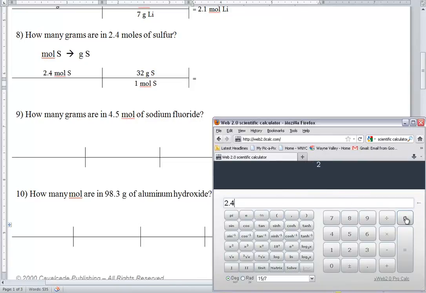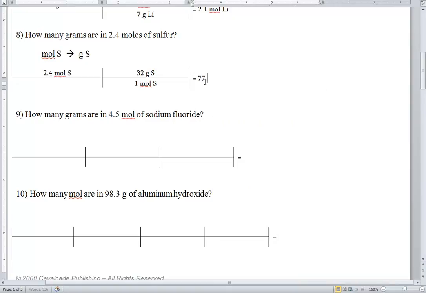It'll be 2.4 divided by 1, skip that, times 32, and divided by 1, we can skip that, so equals 76.8. Again, let's take a look back here. We have 2 significant figures, so our answer has to have 2. My first, my second, the 8 is my rounding digit, pushing the 6 up to a 7, giving me 77 grams of sulfur. So what this tells us is that if I have this many moles of sulfur, it's going to have this many grams in terms of mass.